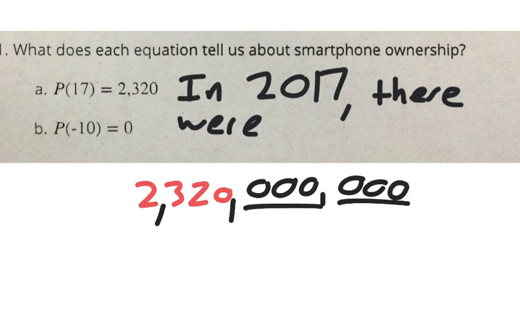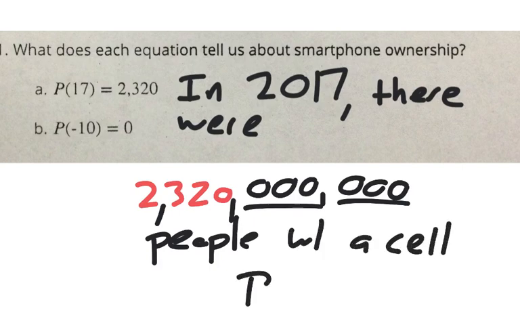So let's finish the sentence. In 2017, there were 2,320,000,000 people with a cell phone. You understand how we're putting context with this? You're looking at the math symbols, but I know what those symbols mean. Those symbols mean words. This is super important on the ACT because the ACT questions are all about context. They're all word problems that you have to then convert to math. So you're practicing those skills whether you know it or not.